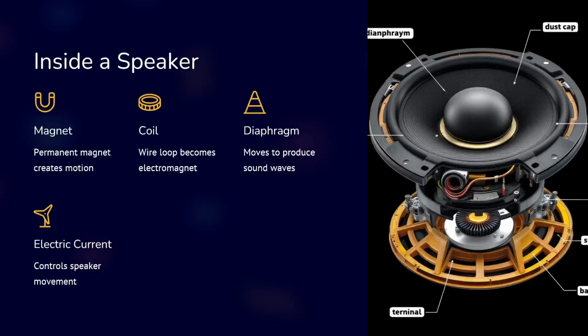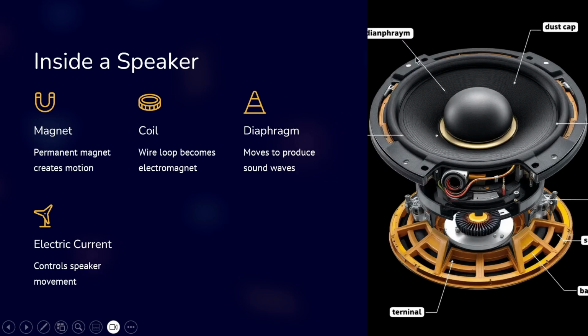Every speaker has 4 main parts. 1. Magnet. This is a permanent magnet that never loses its magnetism. It helps create motion inside the speaker. 2. Coil, electromagnet. A thin wire loop wrapped around a small cylinder. When electricity flows through this coil, it becomes an electromagnet, meaning it can attract or repel the magnet.